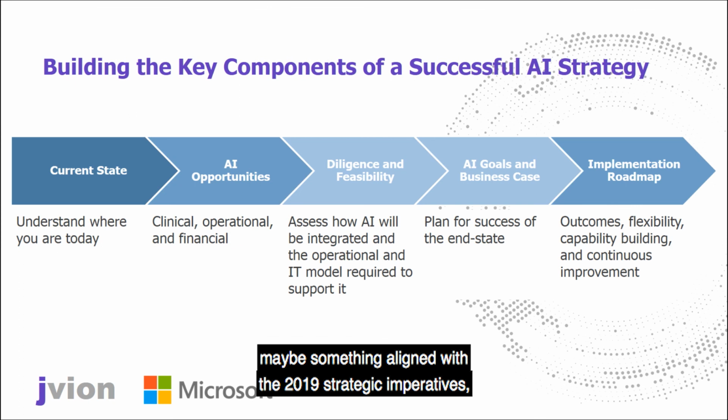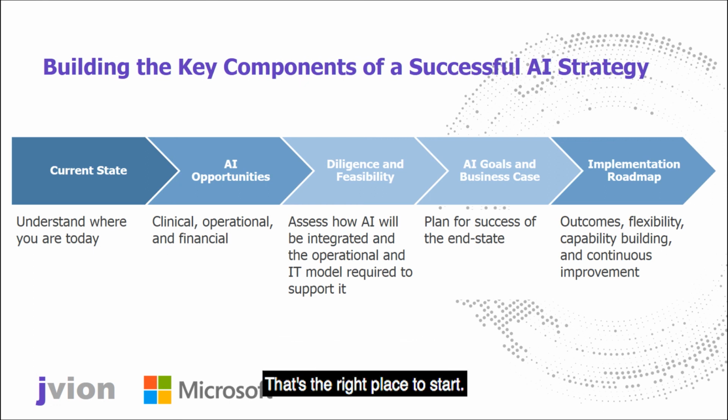What I need to start with is, where is there a challenge, a strategy, maybe something aligned with the 2019 strategic imperatives, where there is money being invested to solve those problems. That's the right place to start. So the AI opportunities, they're everywhere, but you have to be selective and strategic in how you pick them.